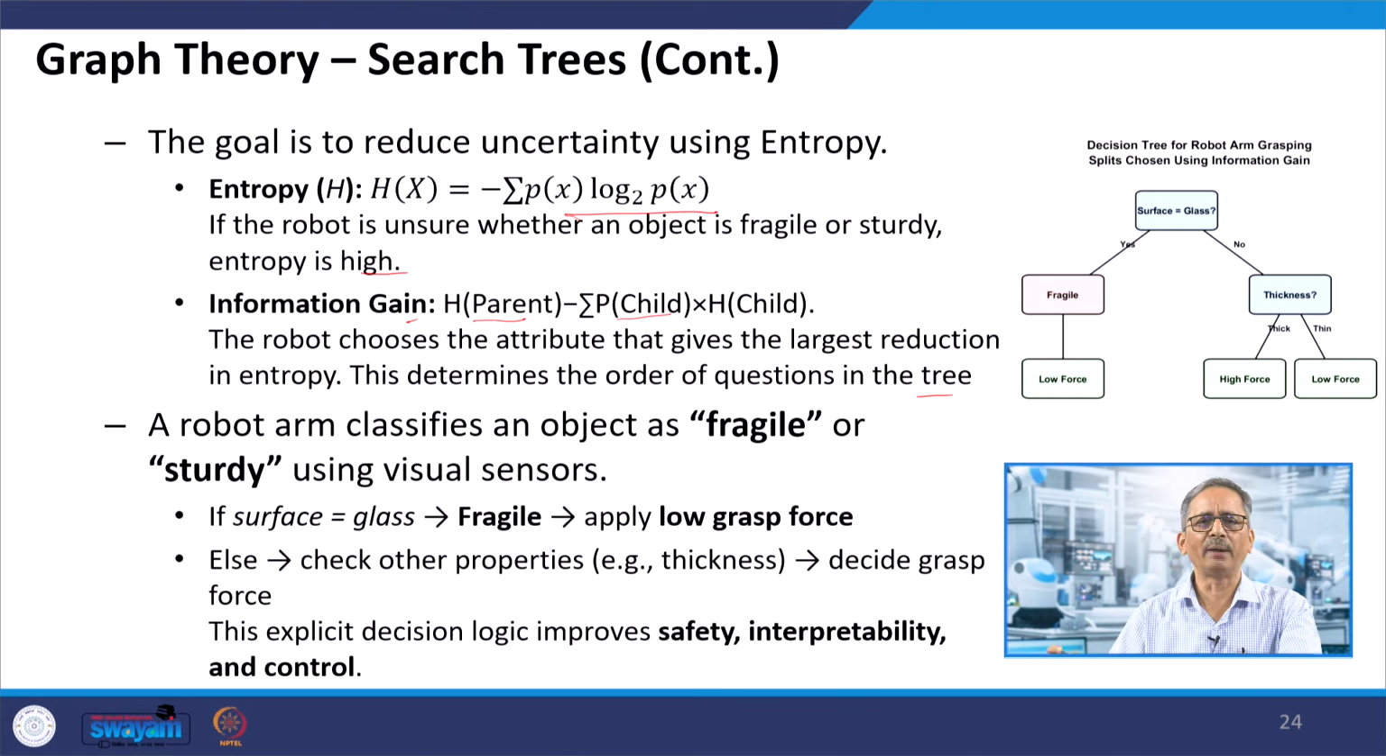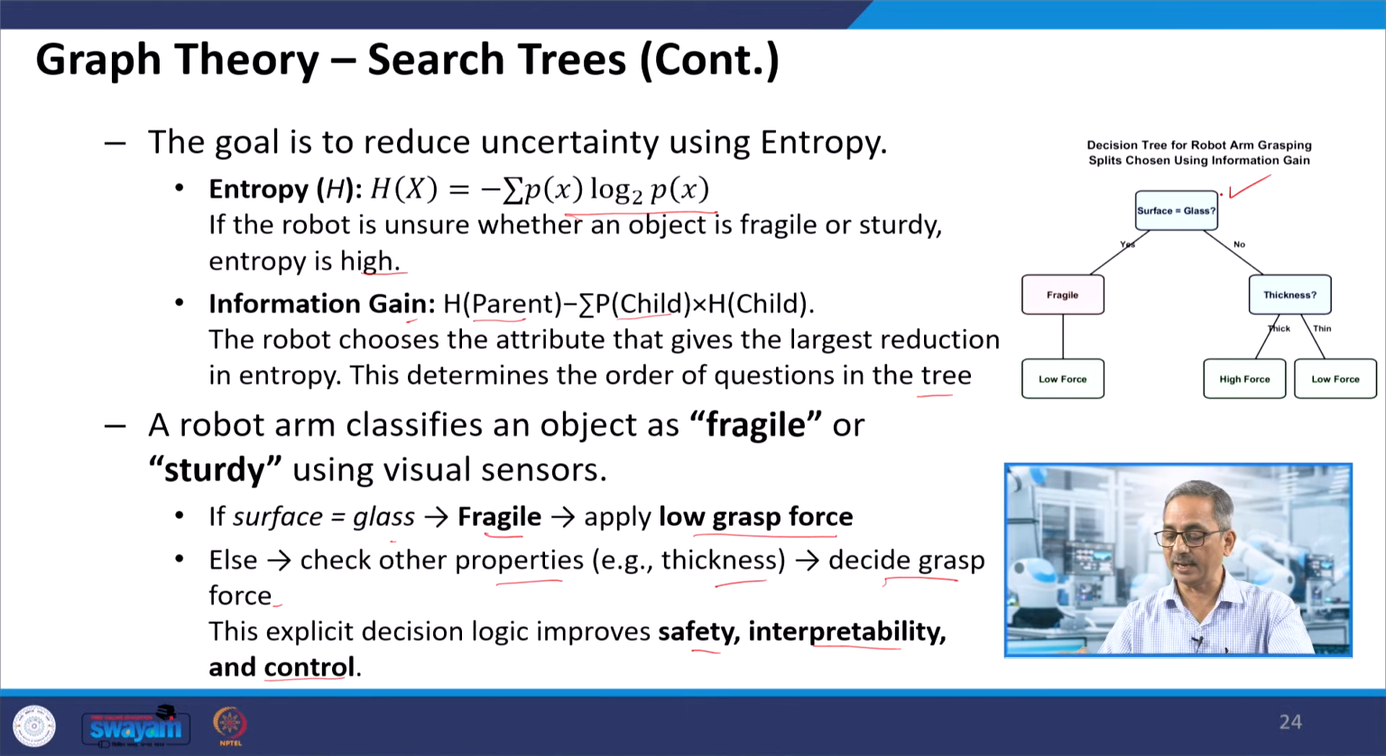A robot arm classifies an object as fragile or sturdy using visual sensors. Okay, so this is just an example. If the surface is glass, it is fragile, so apply a low grasp force. Else check other properties, such as thickness, and decide the grasp force. This explicit decision logic improves safety, interpretability and control. So that is the concept here using a decision tree.